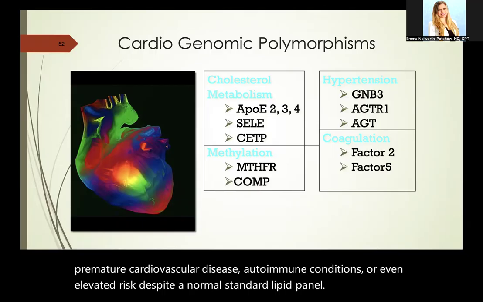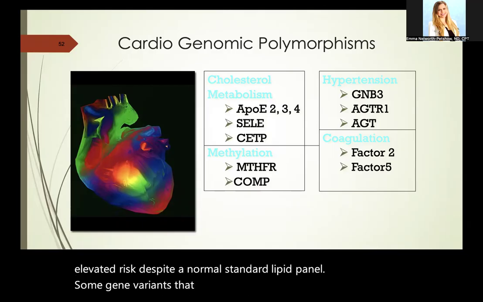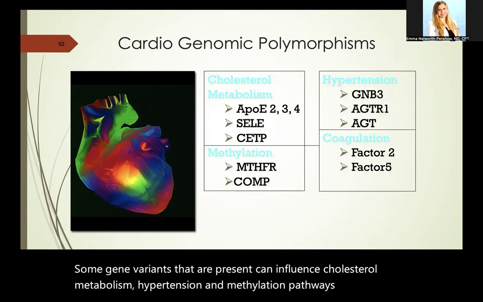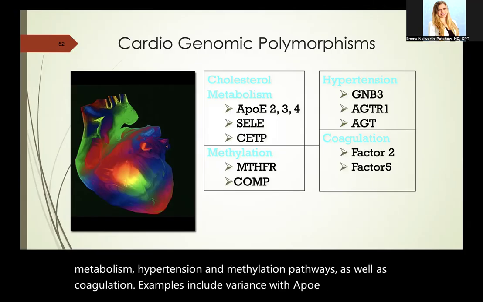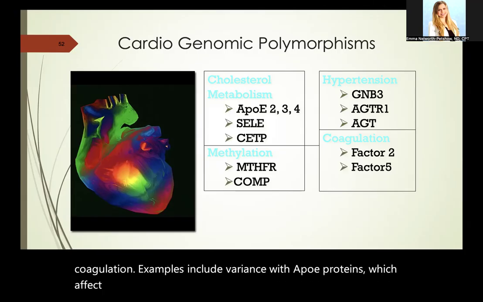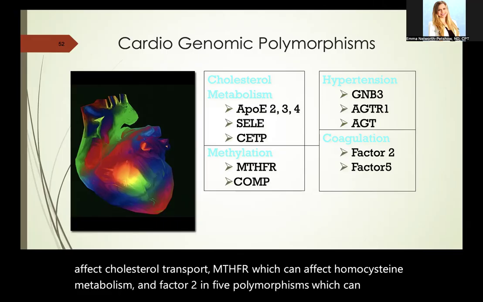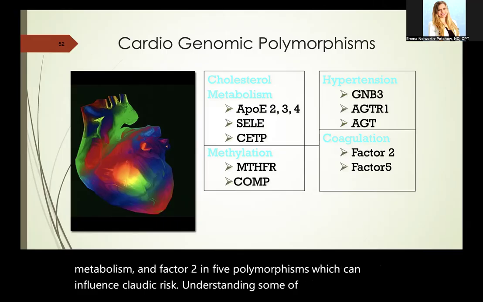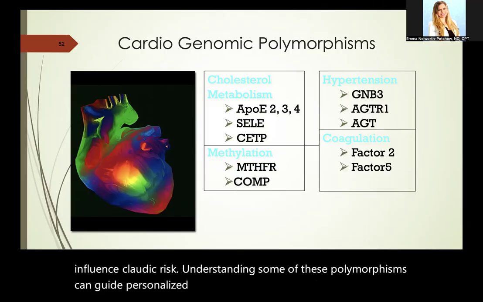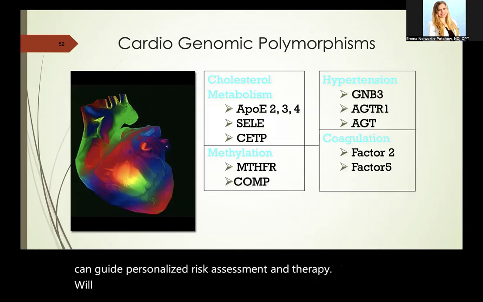Some gene variants that are present can influence cholesterol metabolism, hypertension, and methylation pathways, as well as coagulation. Examples include variants with ApoE proteins, which affect cholesterol transport, MTHFR, which can affect homocysteine metabolism, and factor 2 and 5 polymorphisms, which can influence clotting risk. Understanding some of these polymorphisms can guide personalized risk assessment and therapy. While not universally used in practice, genomic polymorphism testing is increasingly relevant in integrative and functional cardiology.